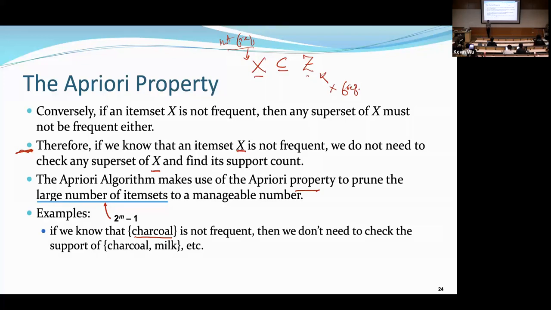Let's say, assuming that not a lot of people go to the supermarket to buy charcoal, but the supermarket does carry charcoal. If we find that charcoal is not a frequent item set, then any other item sets that contain charcoal cannot be frequent either. For example, {charcoal, milk} cannot be frequent. So we do not need to consider these item sets when we count support in order to determine the set of all frequent item sets. That saves us a lot of work.